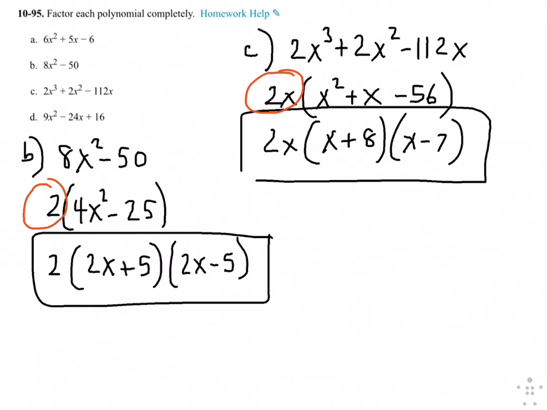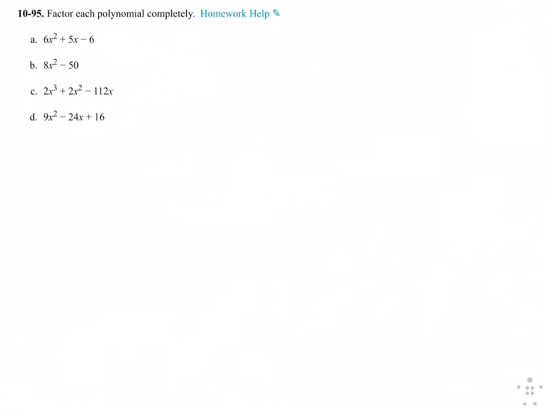Okay, and let's do D. Let me make space for D. D, we have 9x squared minus 24x plus 16, right? Let's look at this. I notice that the first and last terms are perfect squares. So let's see. I have 3x and I have 4.